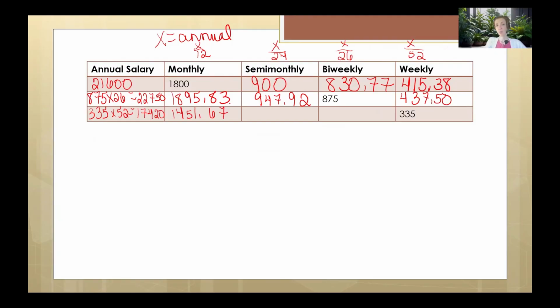So we're going to take our annual salary and divide it by 24, right? So that's 725.83. And then our bi-weekly, we're going to take our annual and divide it by 26. So that's $670. And there we go. Okay, any questions? Right.